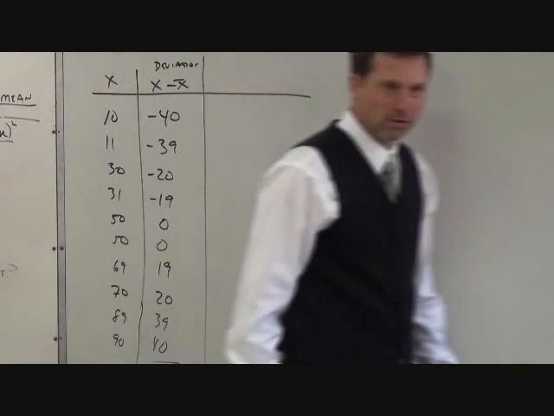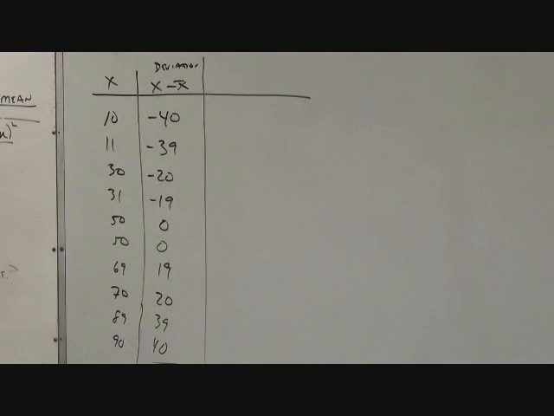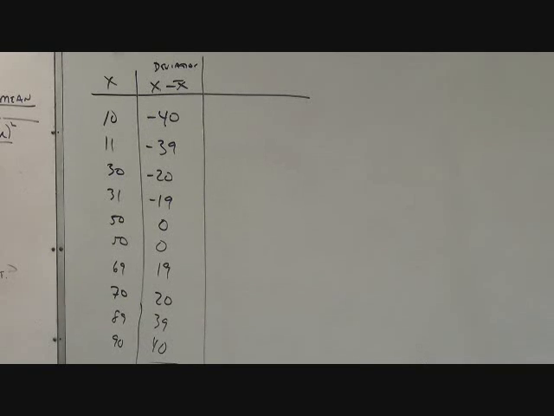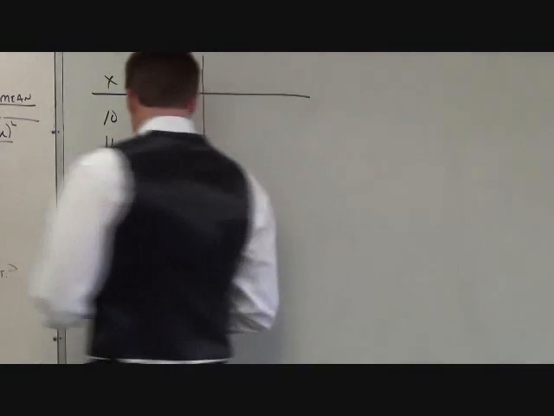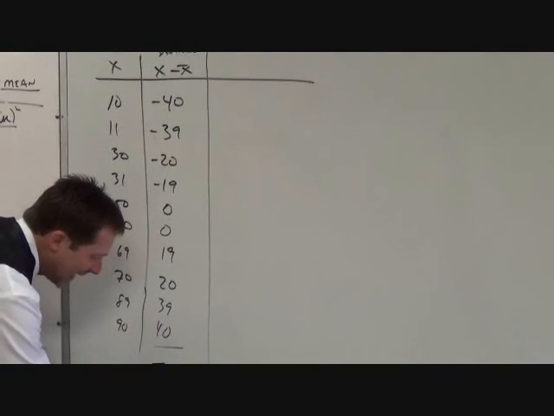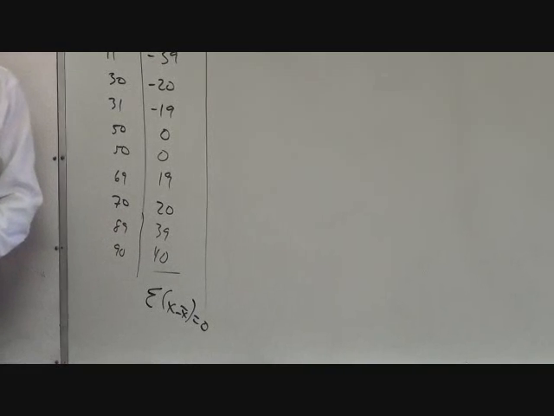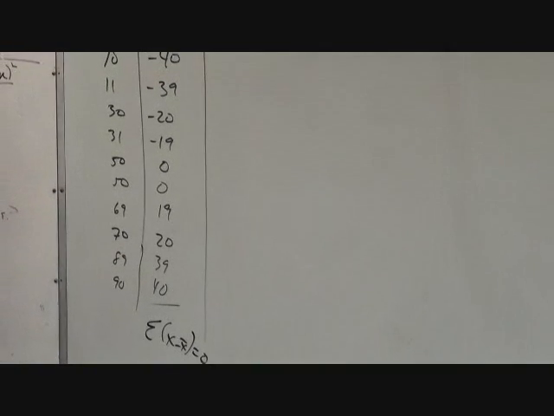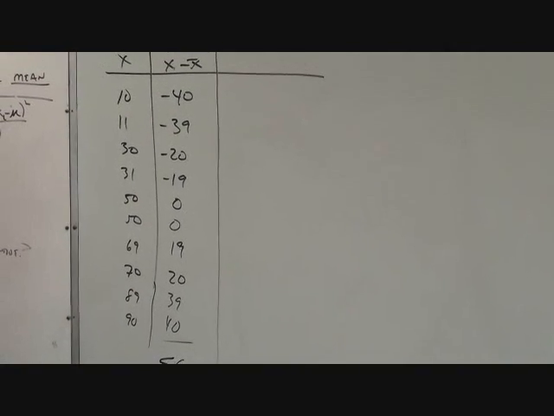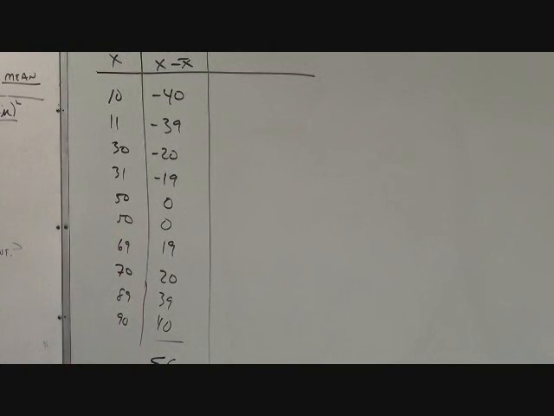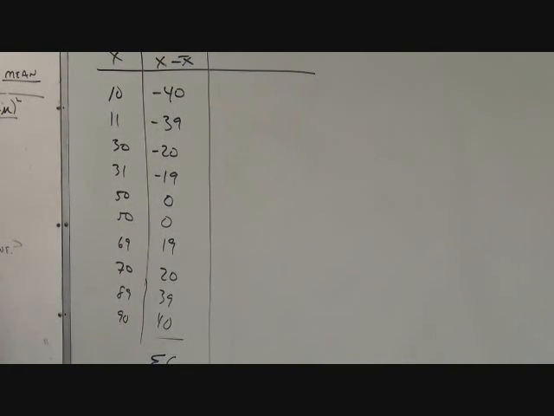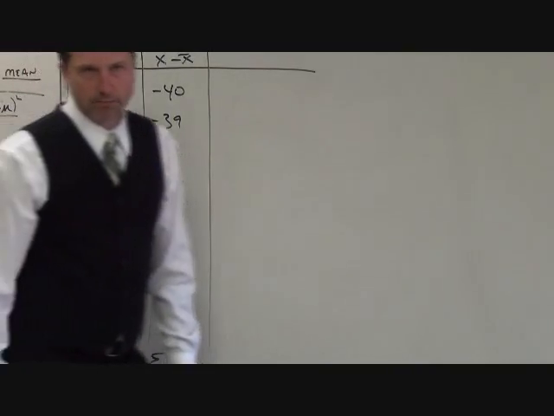Uh-oh. What's the matter? What happens when you add up all the deviations? 0. And they always are. I don't care what your data set is. When you go find all the deviations, they always add up to 0. So we can't just find the average deviation, because they always add up to 0. All right, let's think about this now.